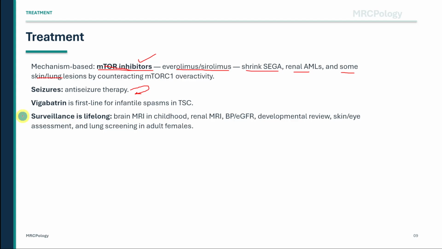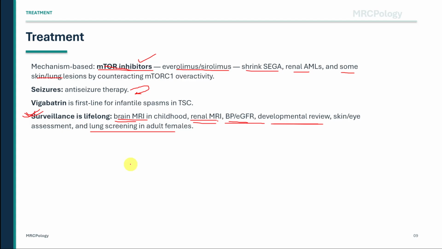Management is not a one-off intervention. Surveillance is lifelong. Children need brain imaging, especially to monitor for subependymal giant cell astrocytoma. Renal MRI is needed to assess angiomyolipomas and cysts. Blood pressure and estimated glomerular filtration rate should be monitored. Developmental review, skin assessment, eye assessment, and lung screening in adult females are also important.